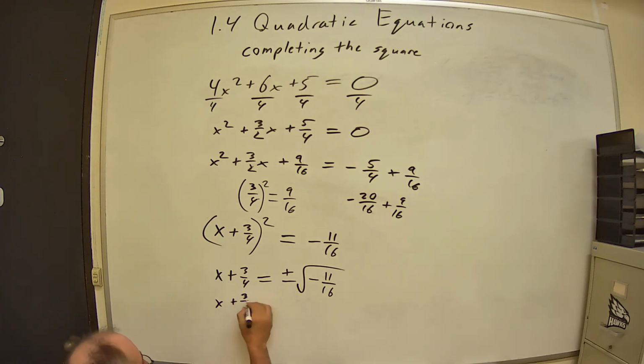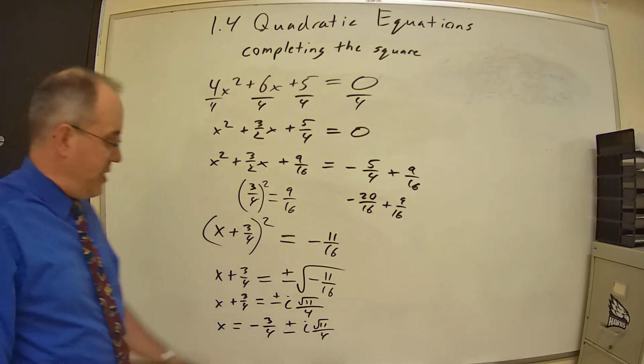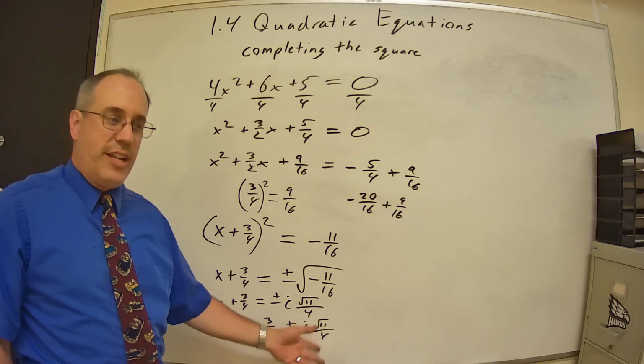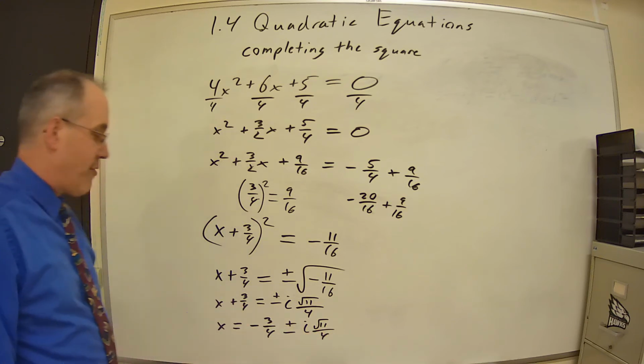So I'm just going to take that as my next step. X plus 3/4 is equal to plus or minus i, and then radical 11 over 4, and then I want to subtract 3/4 from both sides, so x is equal to negative 3/4 plus or minus i radical 11 over 4. Now, since this is a radical and a fraction at the same time, it's completely appropriate to put the i afterwards.